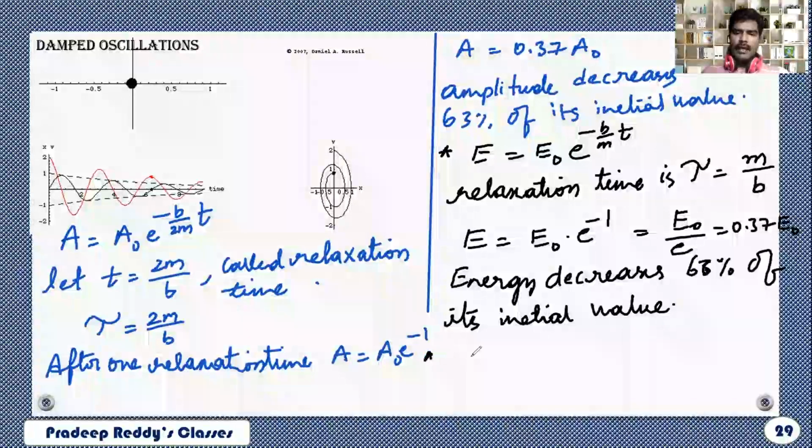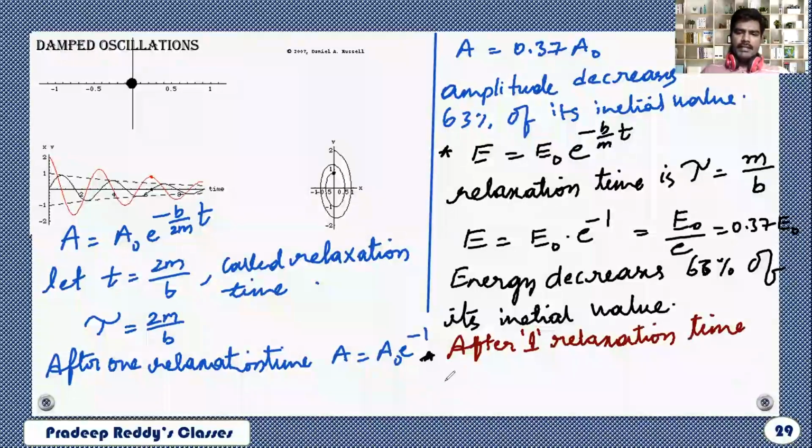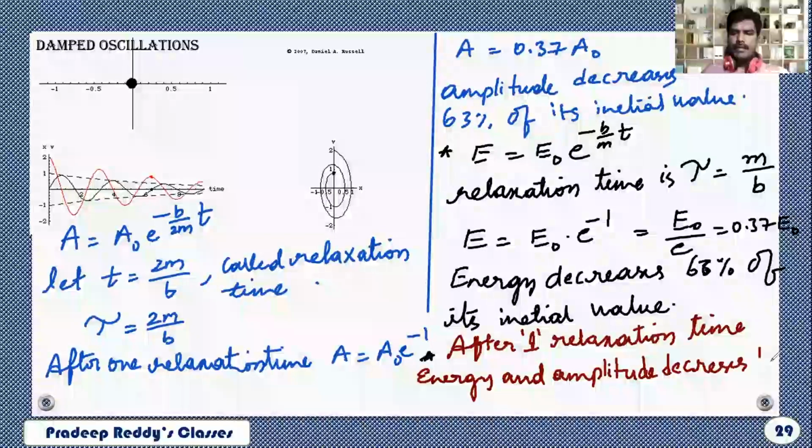So clearly, after one relaxation time, energy and amplitude decrease by 63% of the initial value. So that is about relaxation time of damped oscillations.